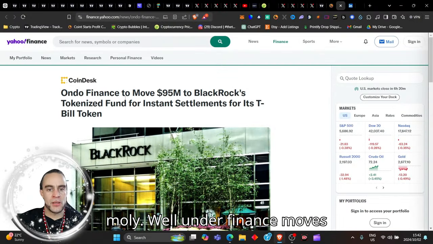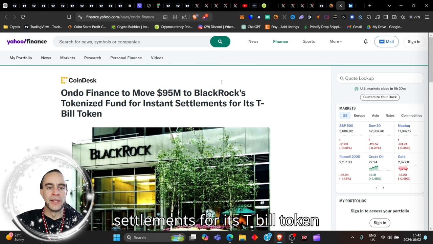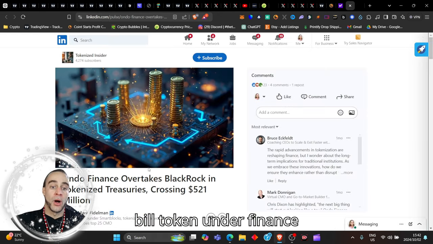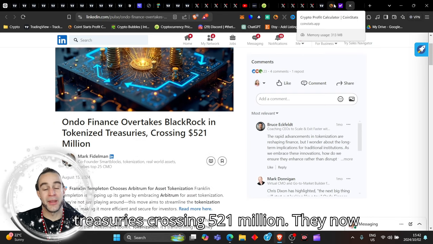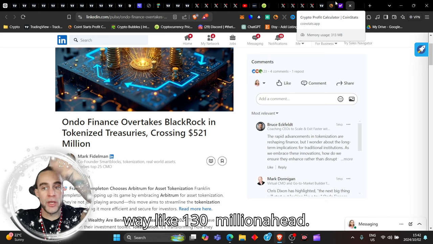Well, Ondo Finance moves 95 to BlackRock's tokenized fund for instant settlements for its T-bill token. Ondo Finance overtakes BlackRock in tokenized treasuries, crossing 521 million. They are now like 130 million ahead.